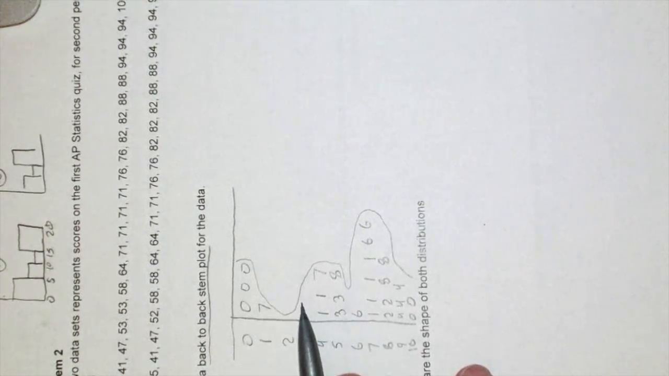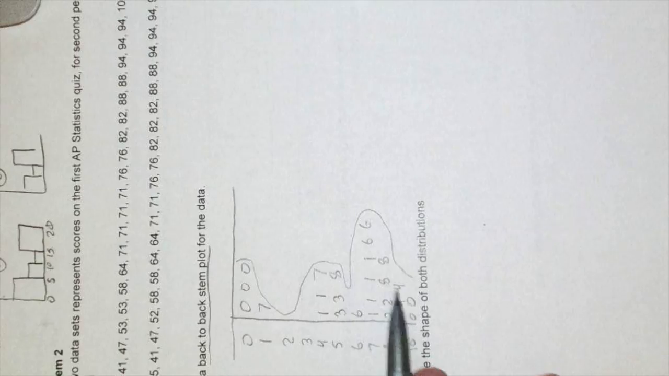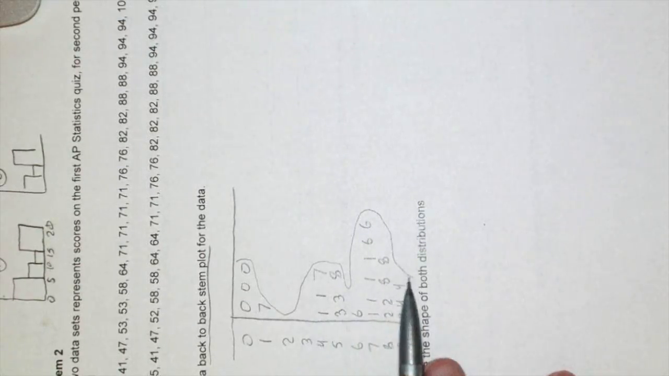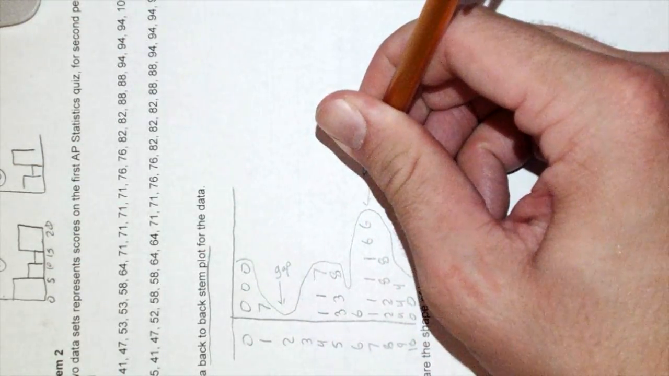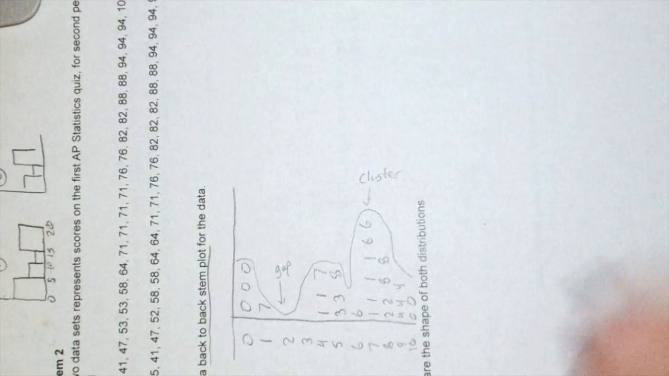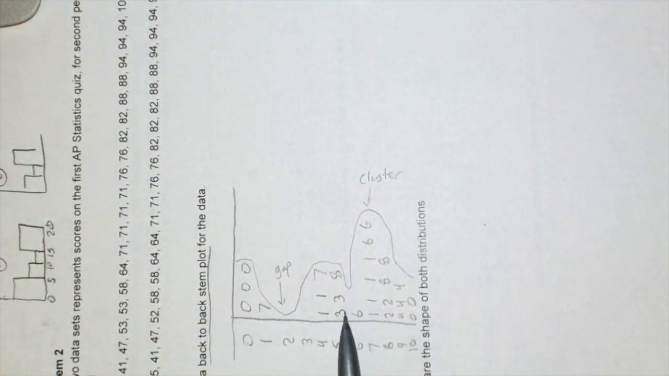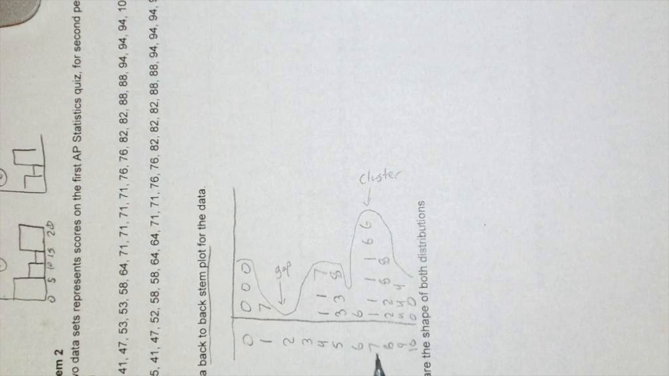Okay, so if you're ever asked to do a shape of something random like this, I want you to notice what's called the clusters and the gaps, and they're exactly what they sound like. So this is a gap, and this is a cluster, and if this was your shape, you could say it's neither skewed nor symmetrical.